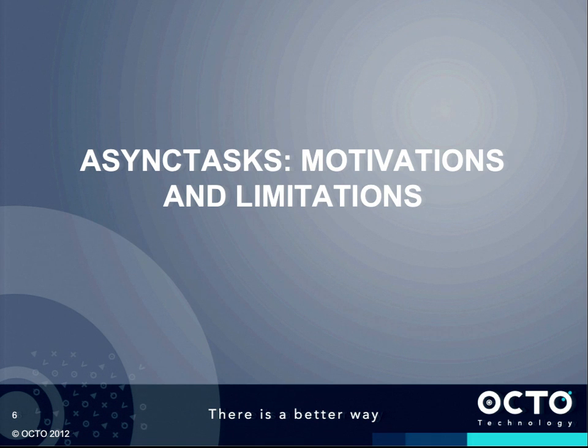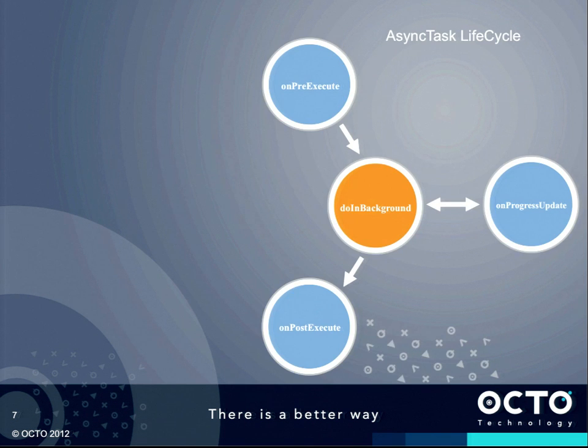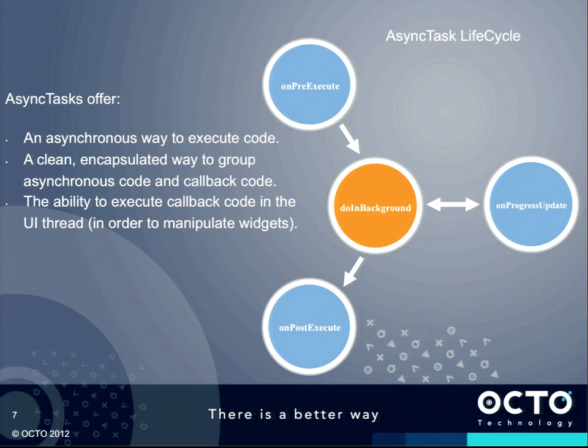Okay. So I would say that probably the most common way of doing asynchronous processing on Android is something called an AsyncTask. An AsyncTask is something that has been around on Android for quite a long time, probably since the beginning, or at least one of the very early API levels. And what an AsyncTask basically is, is a way to encapsulate asynchronous code on Android.